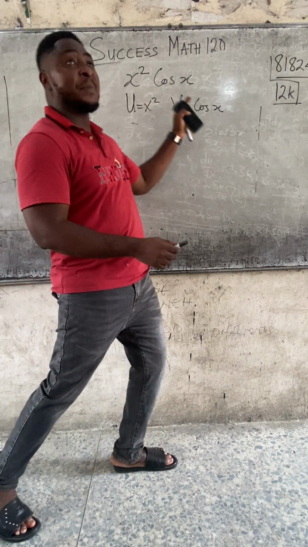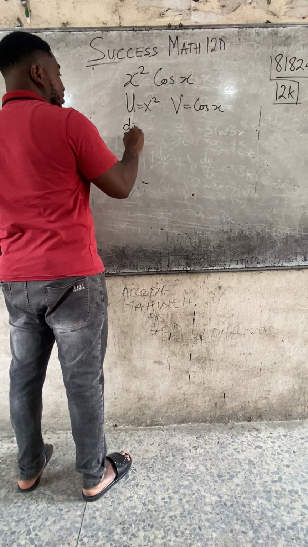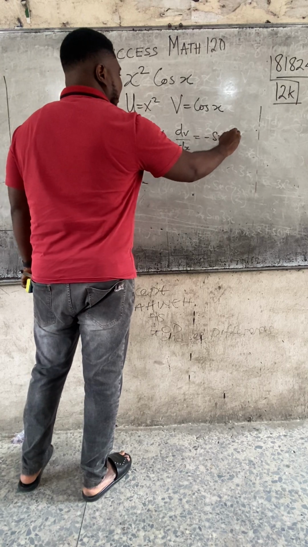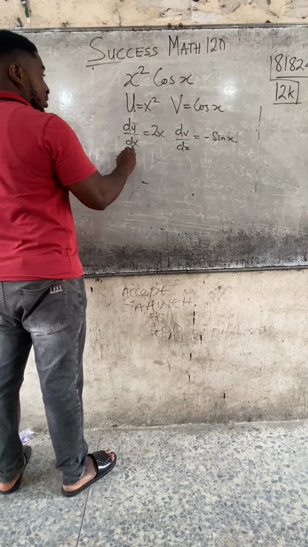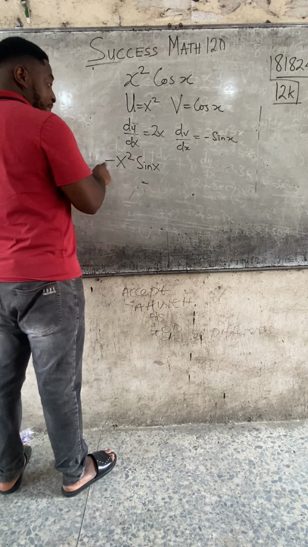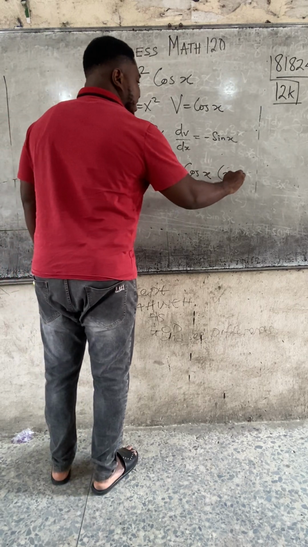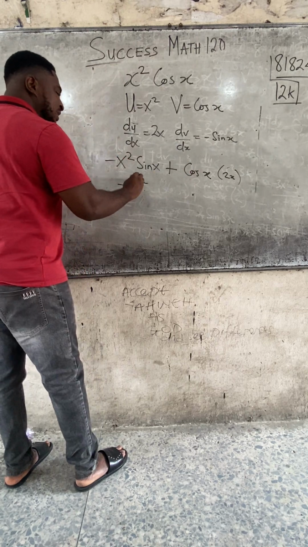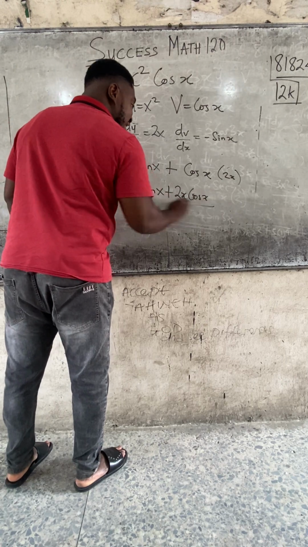Let the first person be U, let the second person be V. So U is x squared, V is cos x. Differentiate U with respect to x, you have 2x, right? The dV/dx, you have what? What will you now do? U dV plus V dU. Who is U? x squared. Who is dV/dx? Minus sine x. Plus V. Who is dU/dx? Can this 2x multiply this x? No. So the 2x comes to the back. So we now have minus x squared sine x plus 2x cos x. Final.